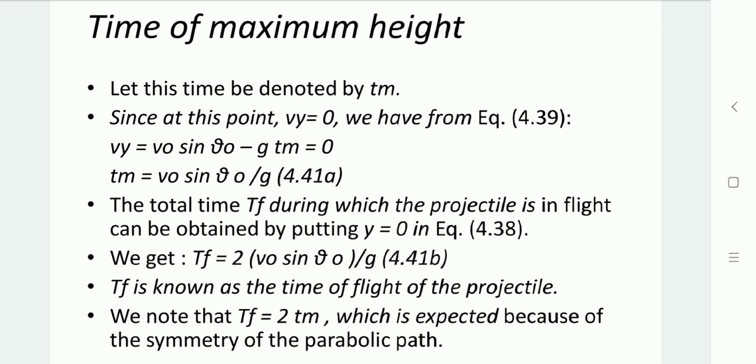So we can compare the equations of Tm and Tf. Tf equals twice Tm, which is expected because the parabolic path is taken from the ground to the maximum height and from the maximum height back to the ground.